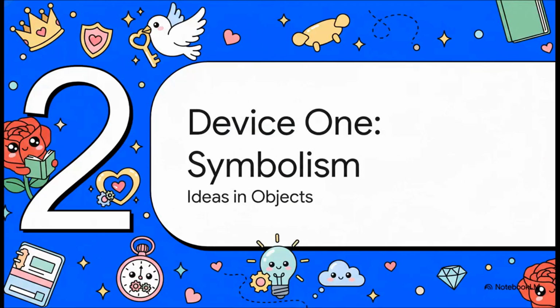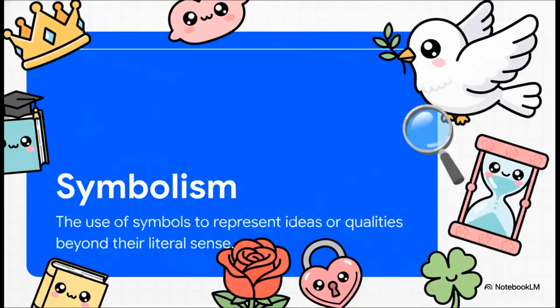All right, first up, symbolism. This one is all about making a small thing stand for a huge idea. So, what is it really? A symbol is just an object, an image, anything really that stands for something else. It's got its normal everyday meaning, sure, but in the story, it takes on this whole other layer of significance.